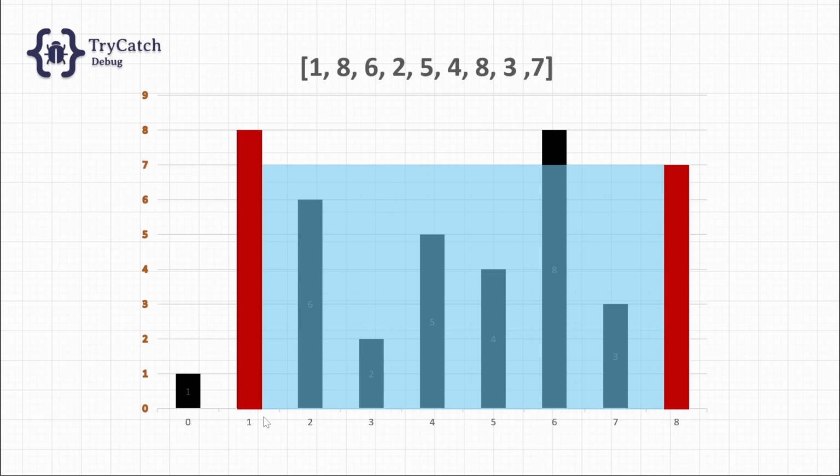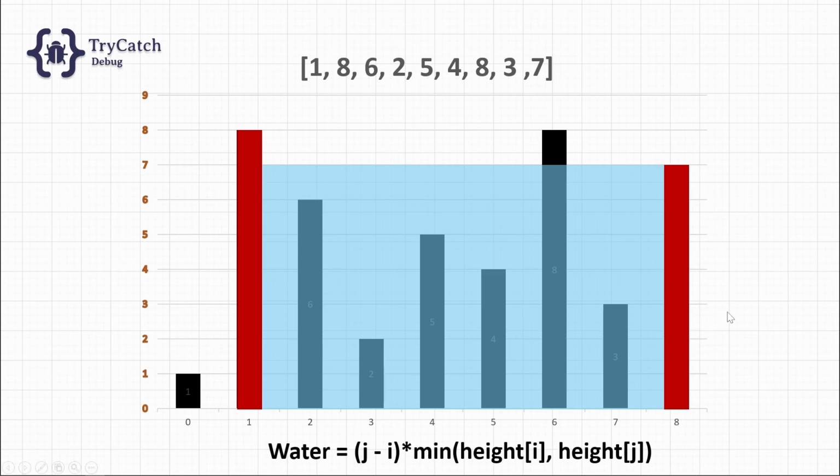If we assume index 1 as i and index 8 as j, then we can create a formula that would contain the most water between any two lines. That would be j minus i, that is 8 minus 1, into the minimum height of ith index and jth index, that is minimum of height of i and height of j. In this case that is 7. So this is containing 49.